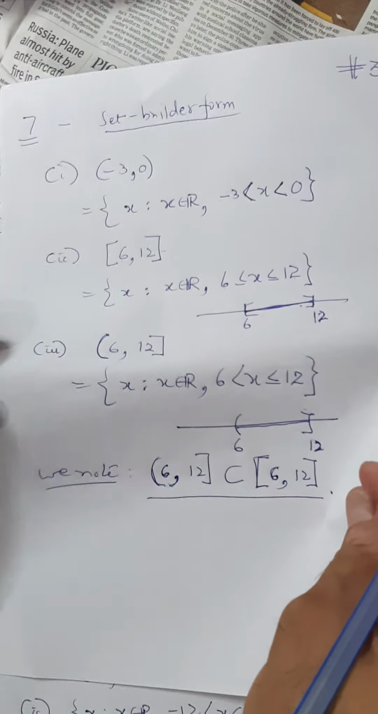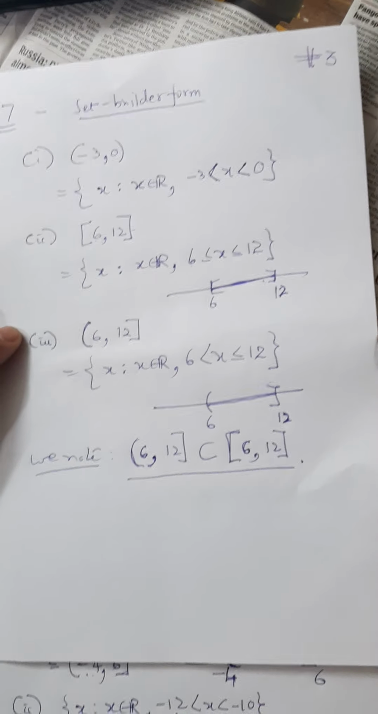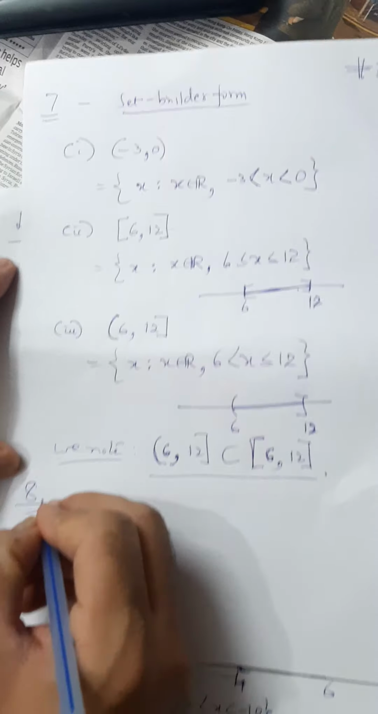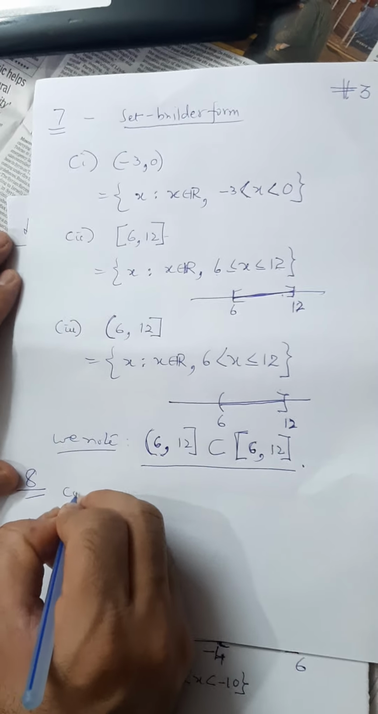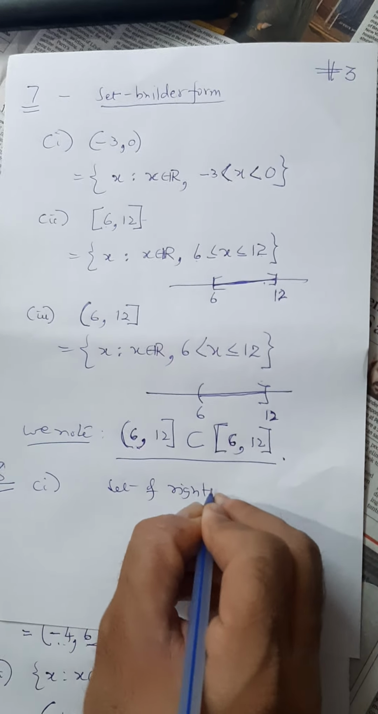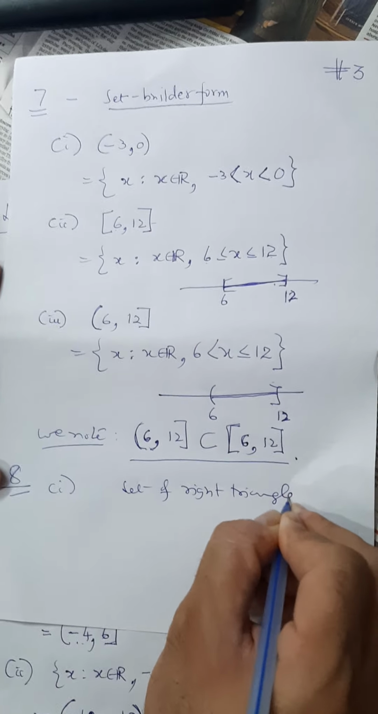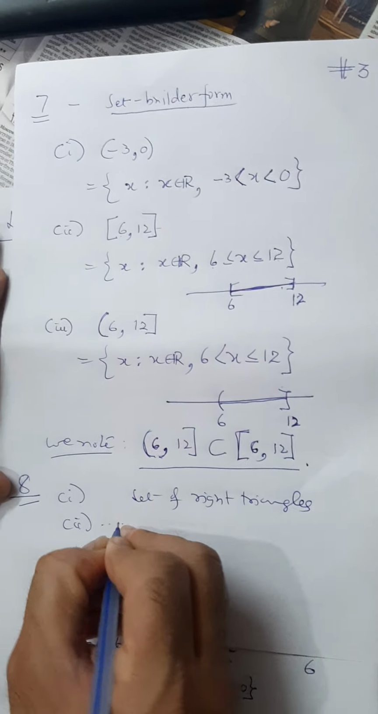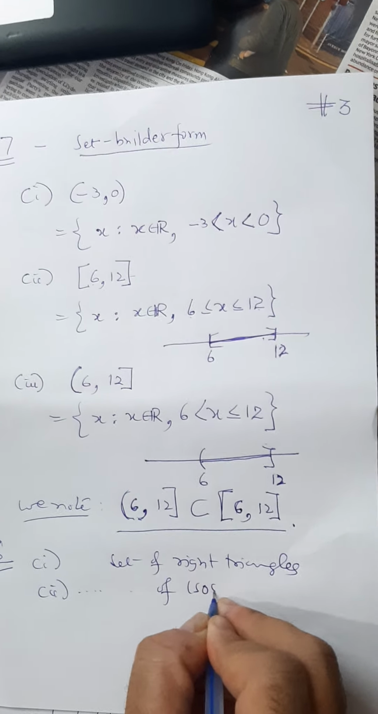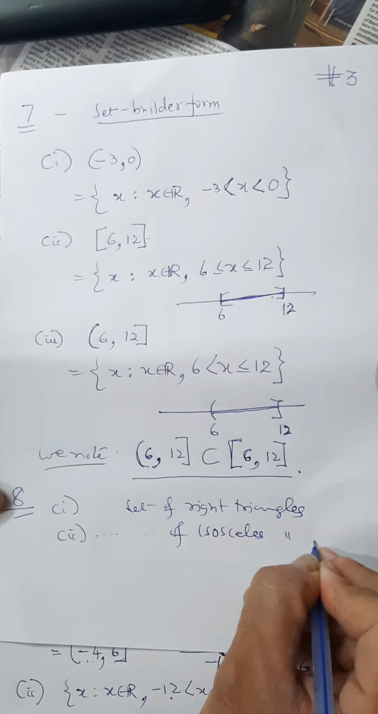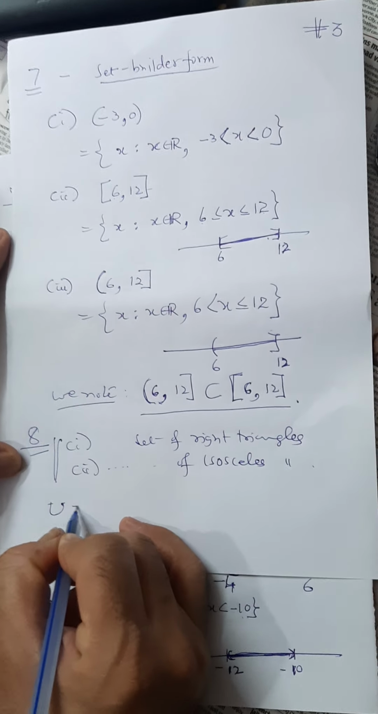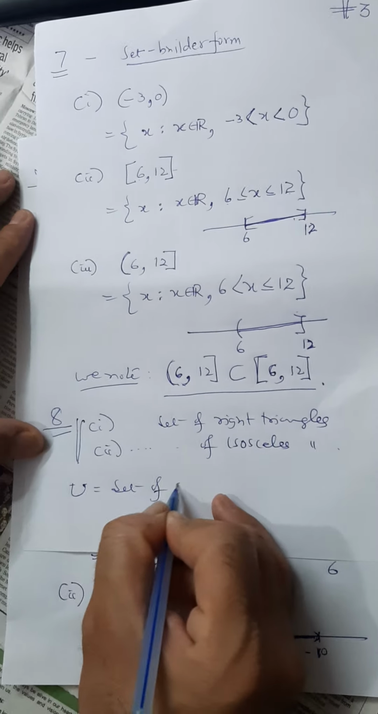Okay, now the 8th question, it's about the universal set. Question number 8. Write the universal set. The one set you are given is the set of right triangles, and the other one is the set of isosceles triangles. So you can imagine the universal set here, capital U, equals the set of all triangles.